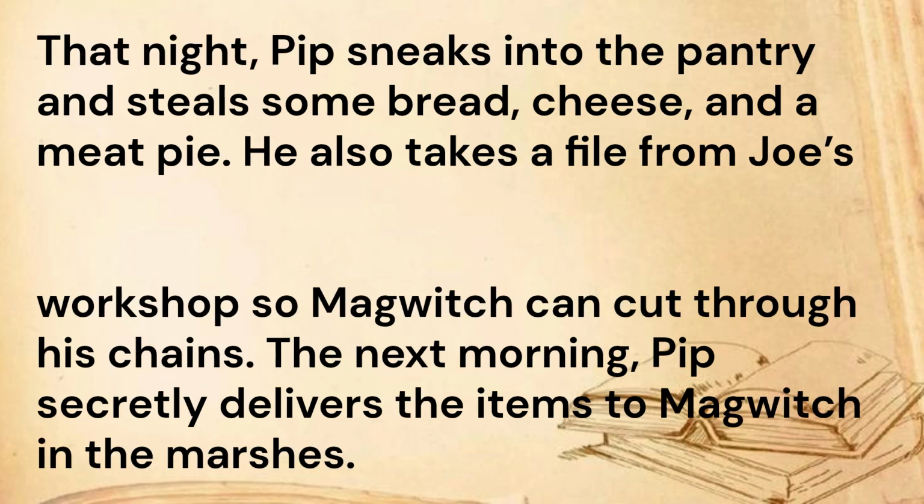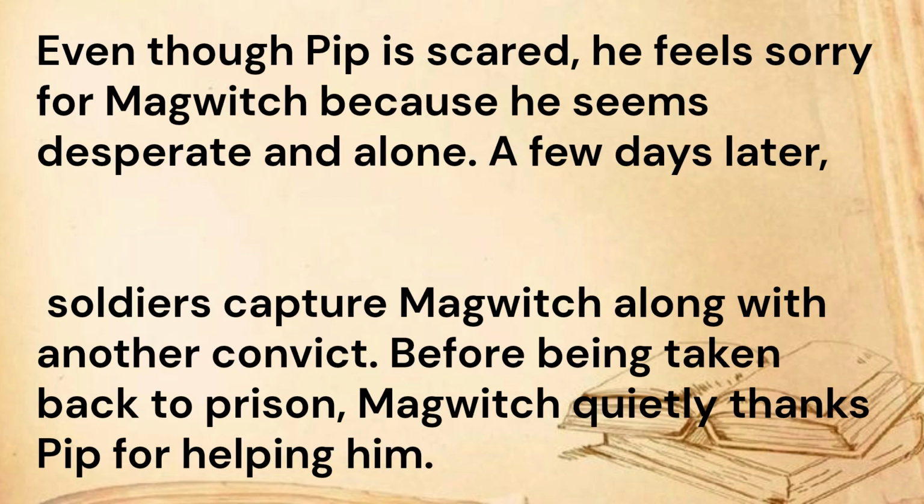That night, Pip sneaks into the pantry and steals some bread, cheese, and a meat pie. He also takes a file from Joe's workshop so Magwitch can cut through his chains. The next morning, Pip secretly delivers the items to Magwitch in the marshes. Even though Pip is scared, he feels sorry for Magwitch because he seems desperate and alone.